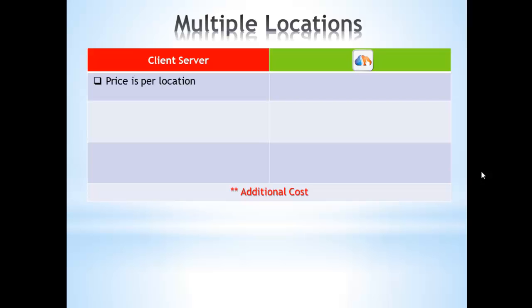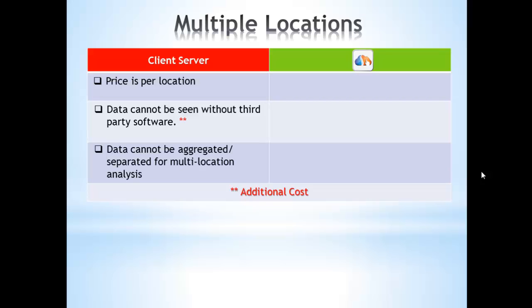Multiple locations. Client server systems, their prices are per location. Right? So if you want to look at the data across multiple practices, this may or may not be you. If you want to look at data across multiple practices, you can't do that without third-party software, meaning GoToMyPC or something like that. You certainly can't aggregate data, meaning take data from practice A and practice B, mush it all together and see how many new patients I got across all my practices.